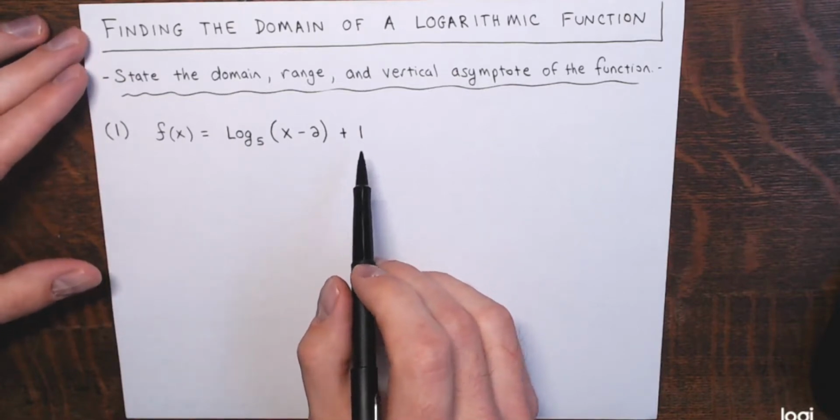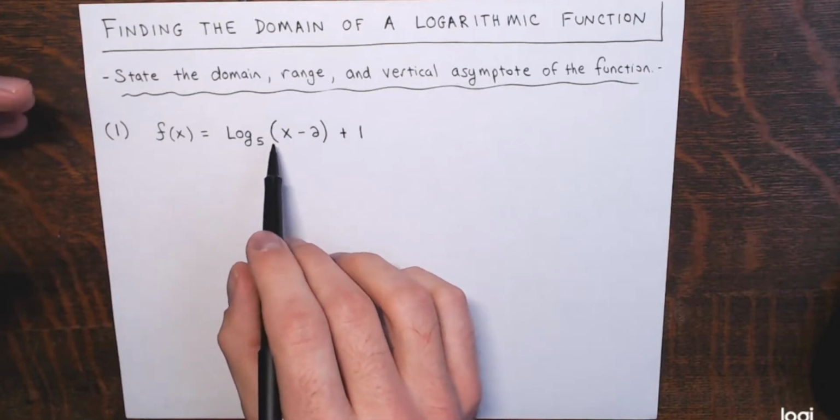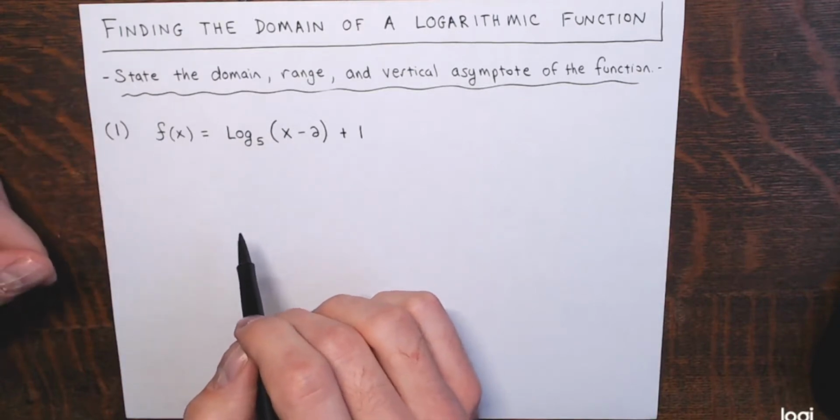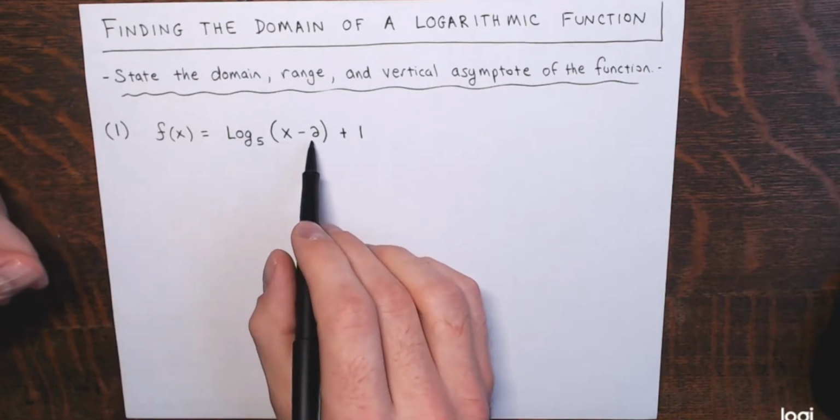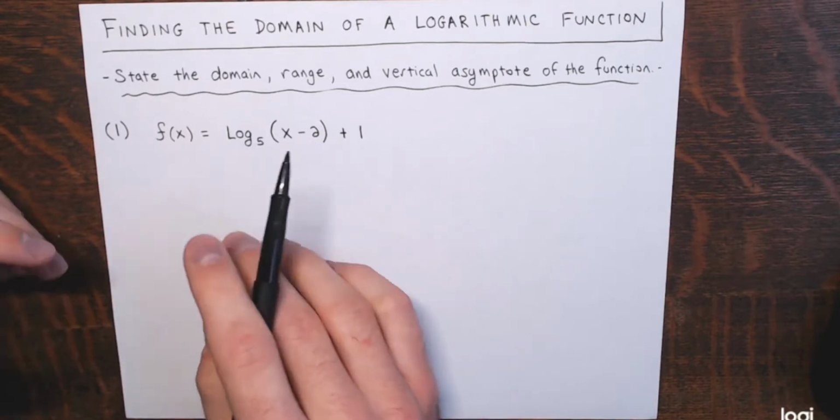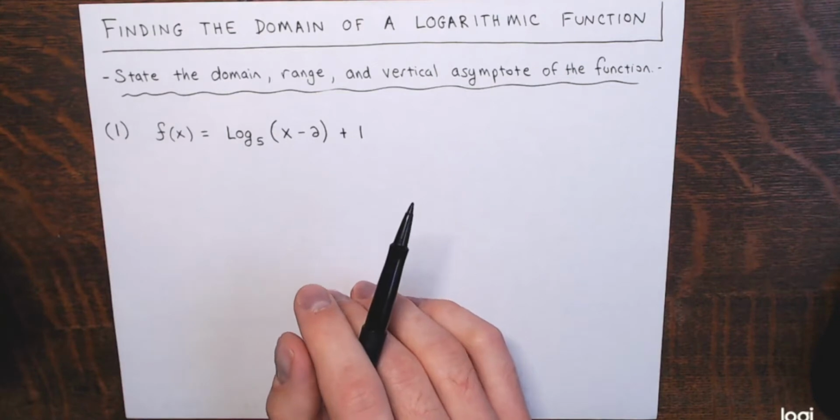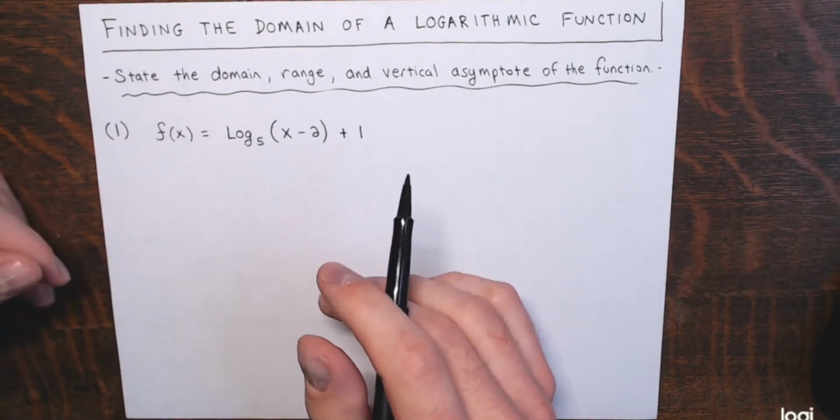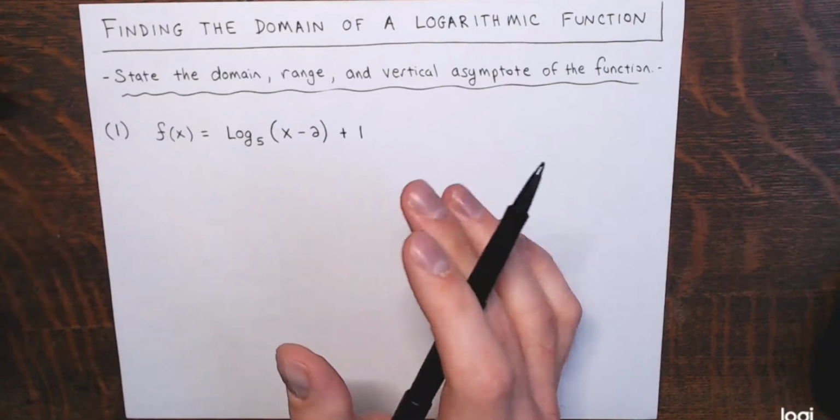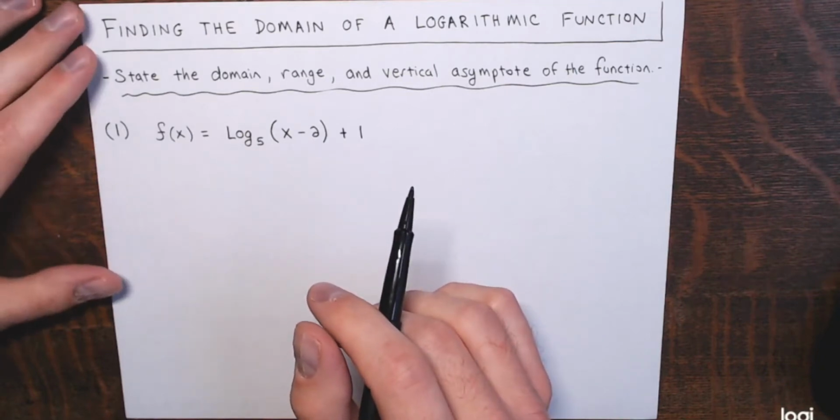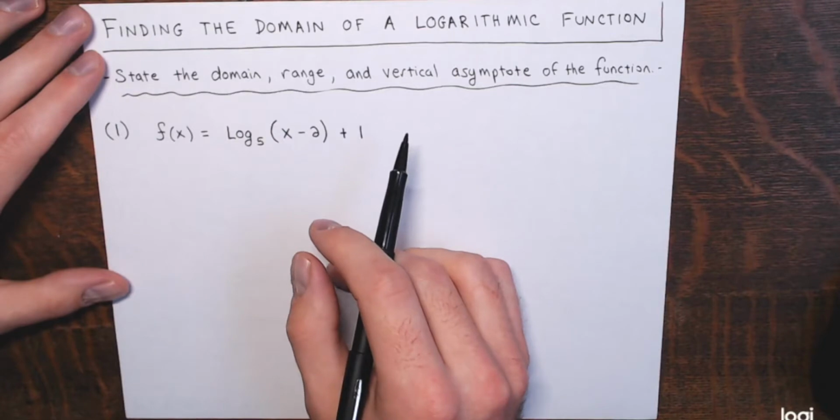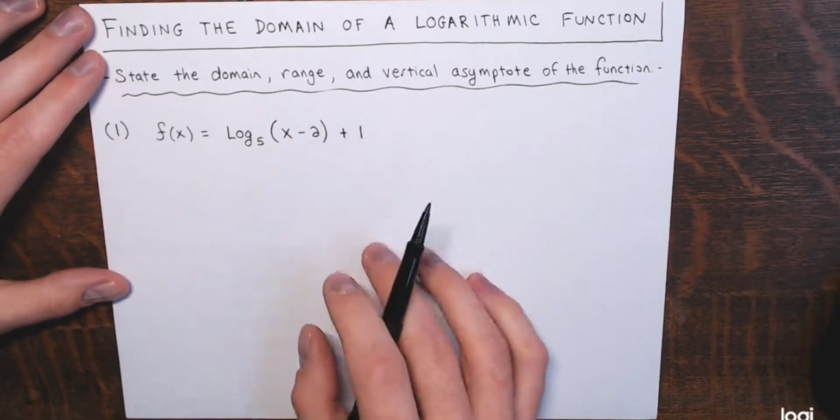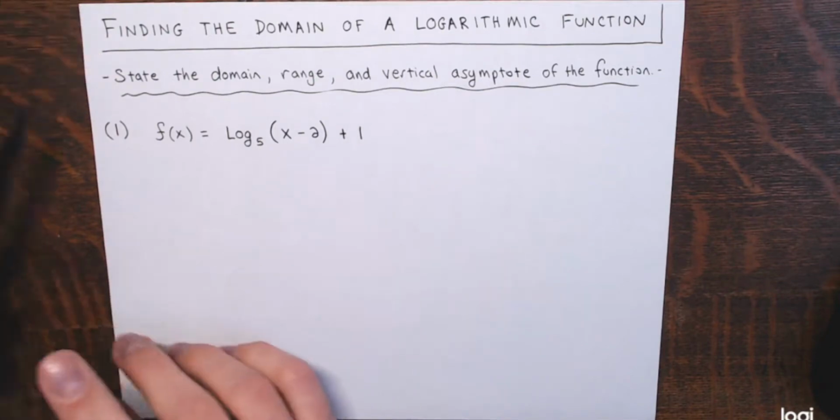So this is the log base 5 of x, but transformed. x is replaced by x minus 2, which would shift it to the right 2 units. And then you have this plus 1 after, which would shift it up 1 unit. I'm hoping you remember the function transformations from chapter 3 of this text from OpenStax, but I'm not going to write all that. What we're asked to find first is the domain.